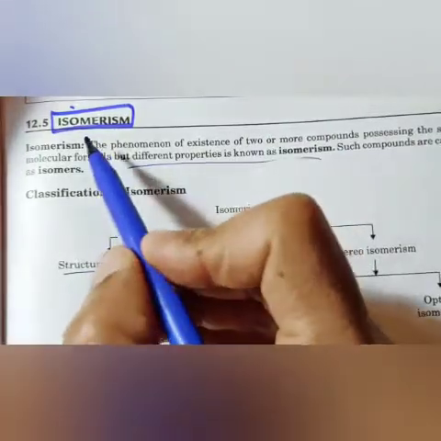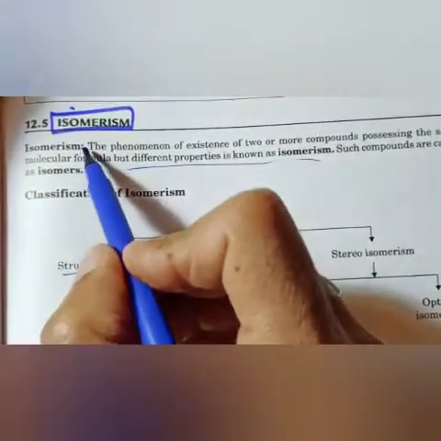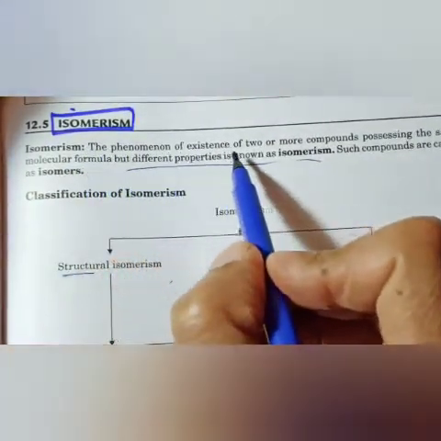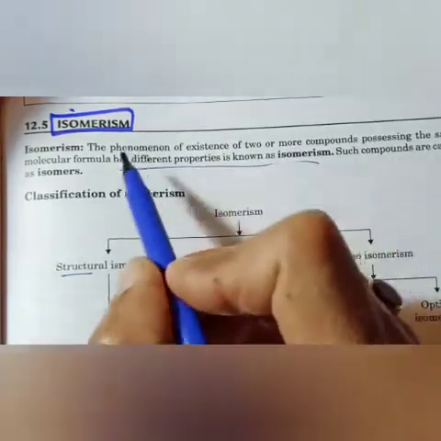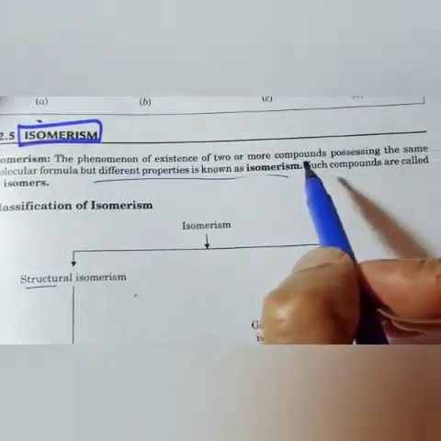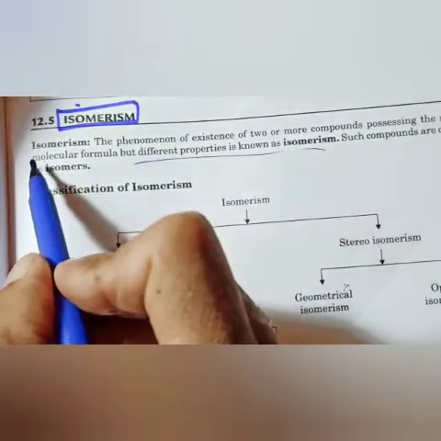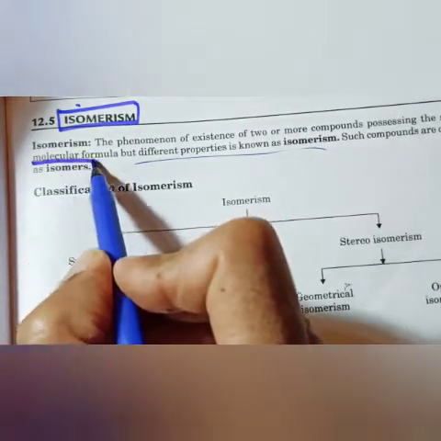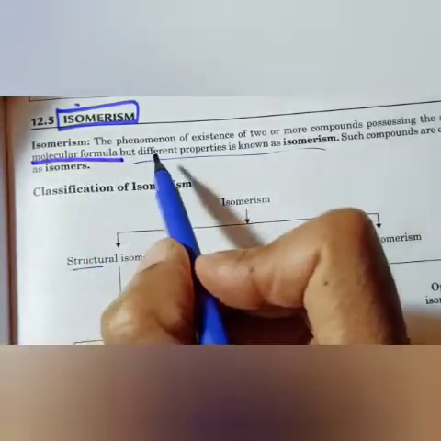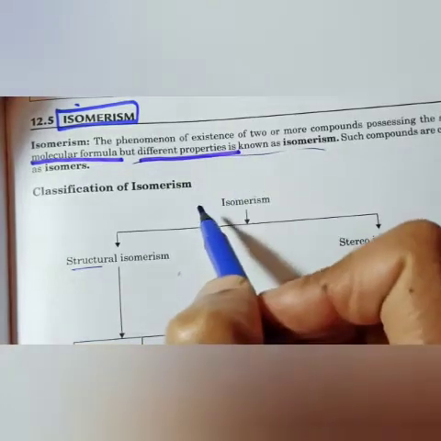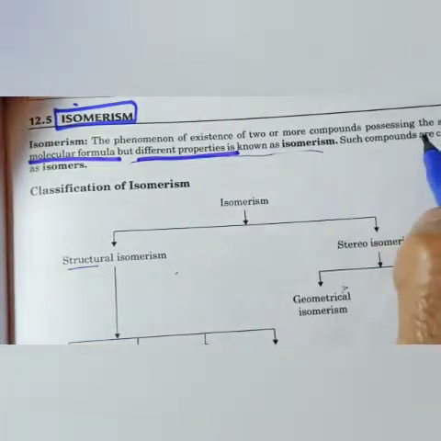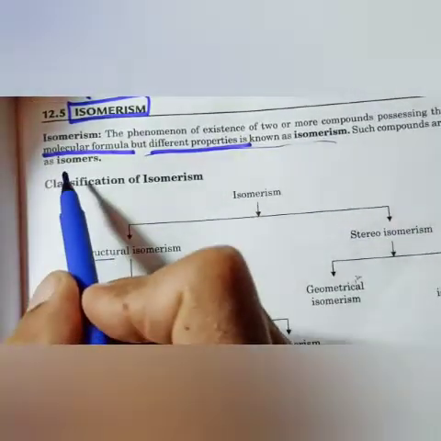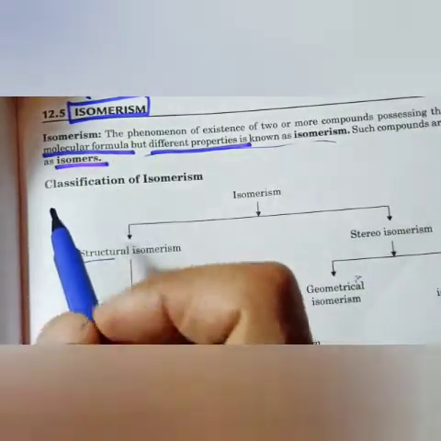So let's understand the definition again according to my book. Isomerism is the phenomenon of existence of two or more compounds possessing the same molecular formula. So dear student, the definition is: same molecular formula but different properties is called isomerism. Such compounds are called isomers.